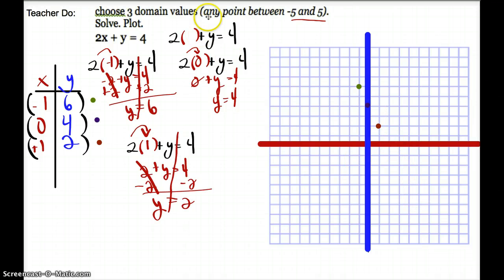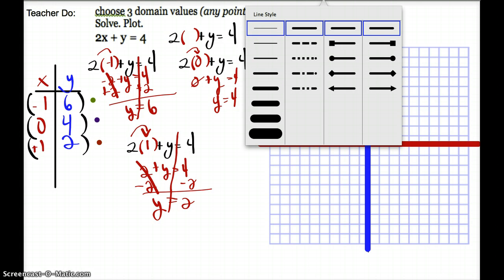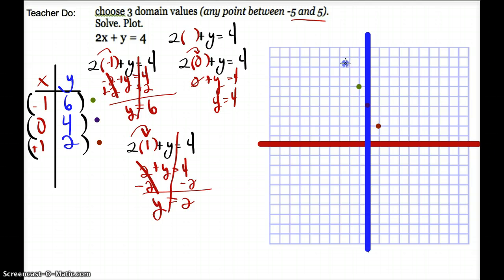It asks me to plot. It doesn't ask me to connect the dots, but I'm pretty sure that's what I'm supposed to do. So let's connect the dots. Looks like this. That's our line. All I had to do was know how to solve for a single variable. I had to know unit 2 in order to be very, very successful here.